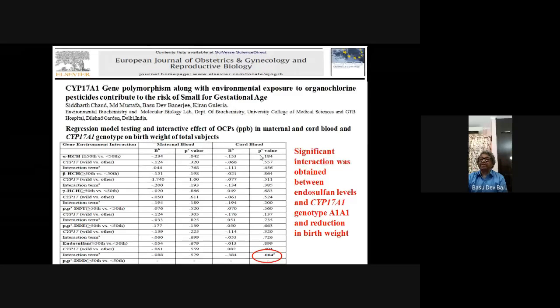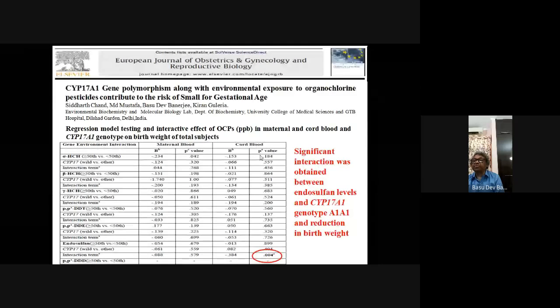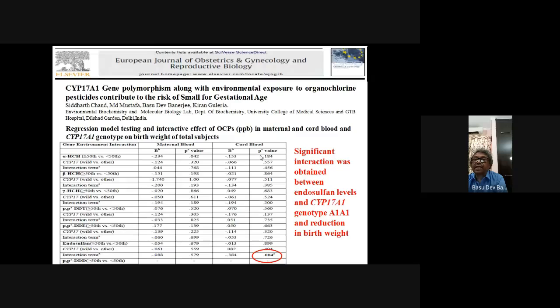Yes, same interaction. Then we tried to pinpoint what the pesticide is at this level, and we found para DDD. If you see this, it is one of the major culprits responsible for such type of low birth weight. Can I have next?